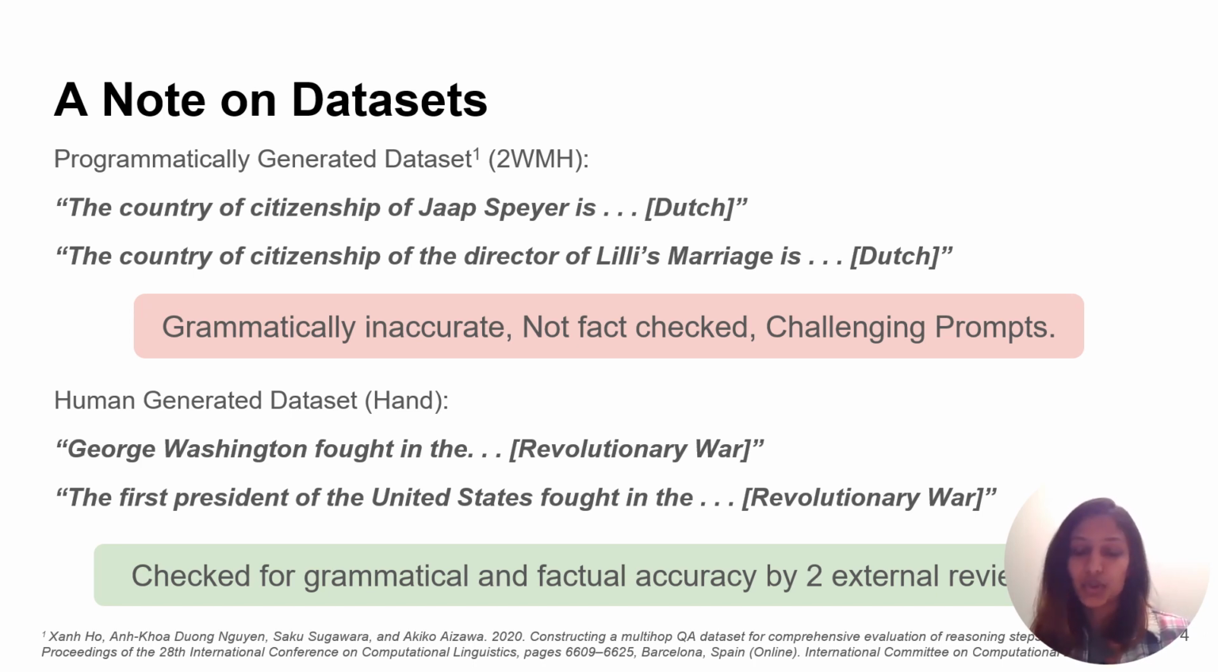To combat some of these shortcomings, we generate a human-generated dataset, which we call HAND, short for handwritten. Examples of prompt pairs in this dataset are George Washington fought in the Revolutionary War, and the first president of the United States fought in the Revolutionary War. The models have, on average, lower surprisal values for this dataset and these sentence answer pairs because we asked the sentence writers to keep in mind a high school trivia level difficulty. Additionally, all of these prompts were checked for grammatical and factual accuracy by 2 external reviewers. The human-generated dataset has 106 prompts, and the programmatically generated dataset has 1,000 prompts.